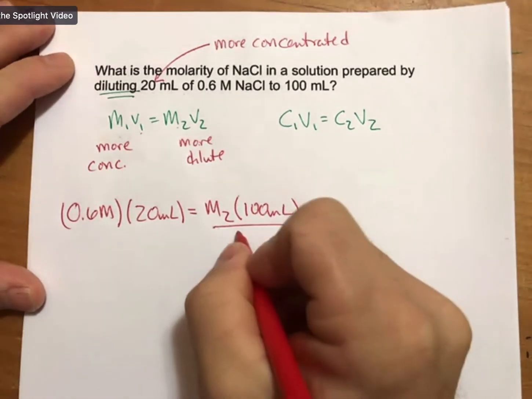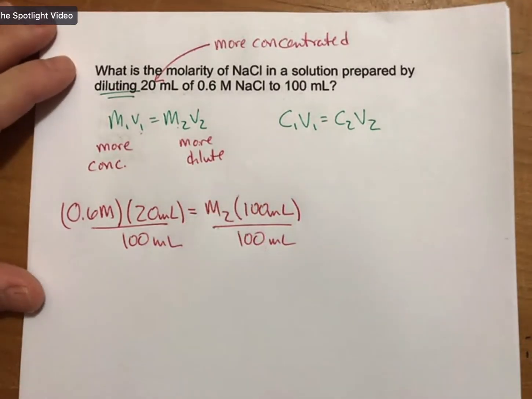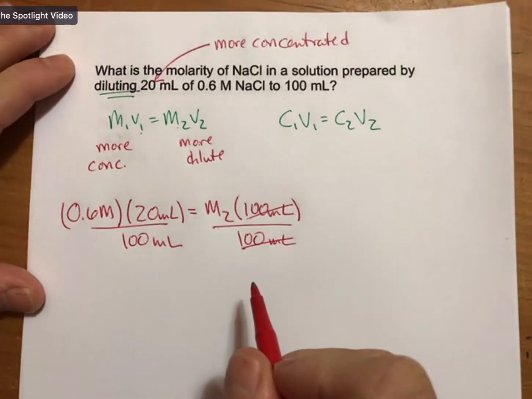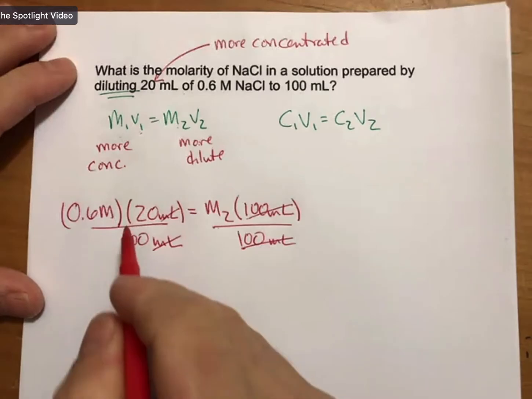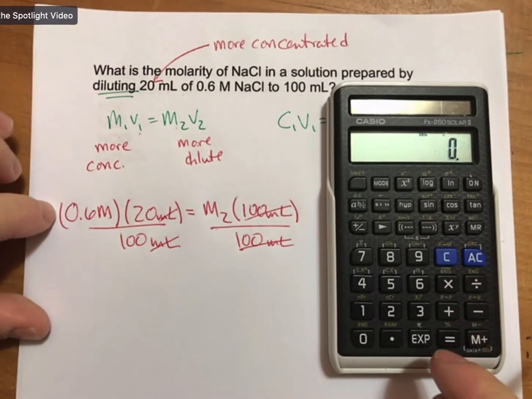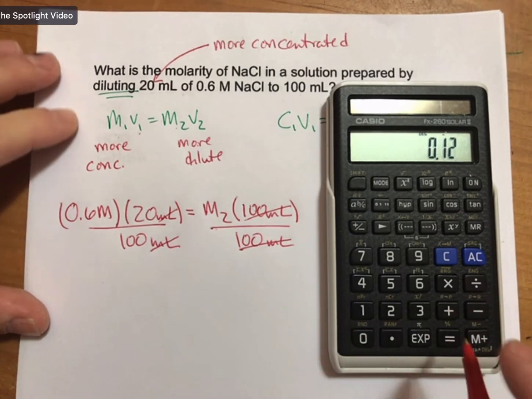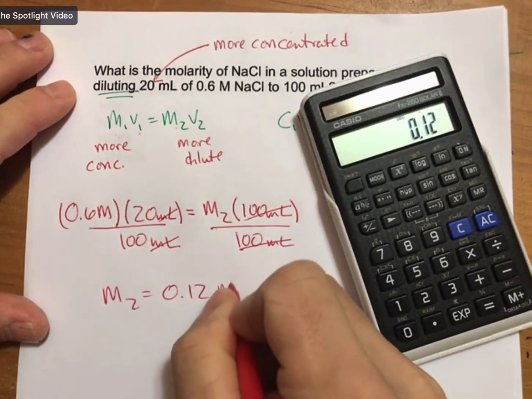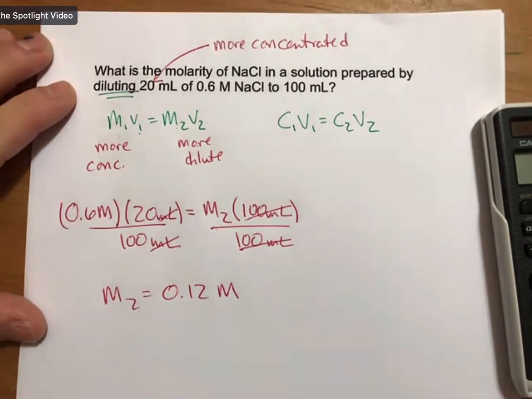I need to divide through both sides by 100 milliliters, including my units. That way I get my milliliter units to cancel out on the left-hand side, and now I know what my multiplication and division looks like: 0.6 times 20 divided by 100. I get M2 is 0.12 molarity. And you would put in just the number, 0.12, for your answer. Any questions about that?